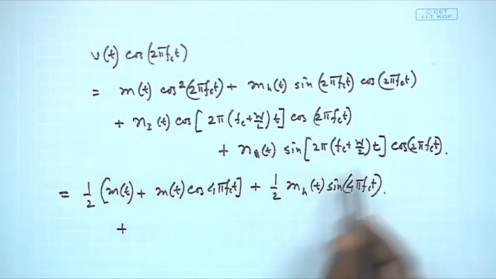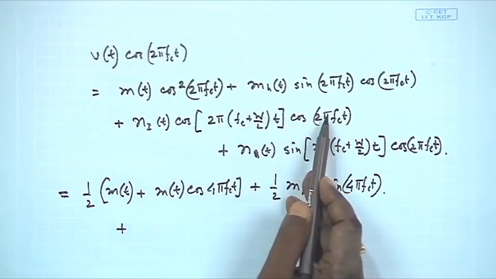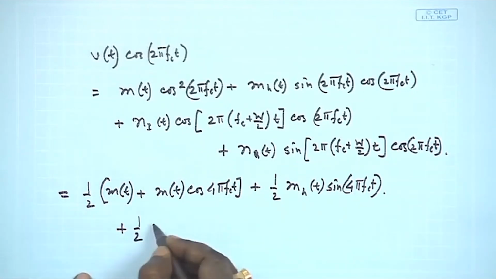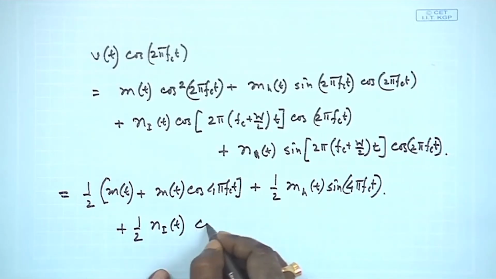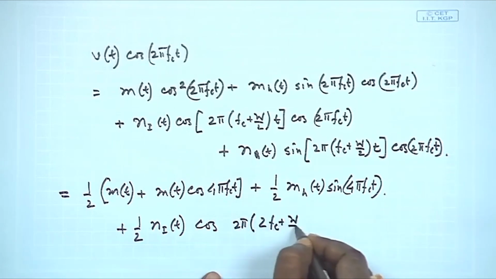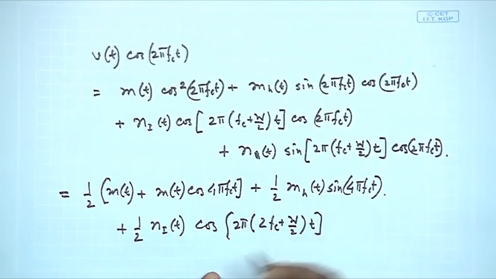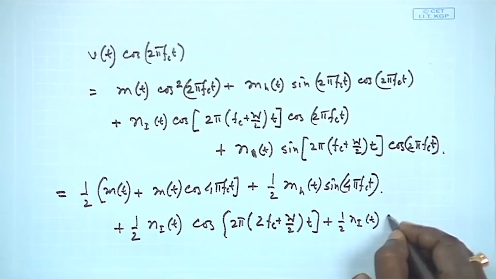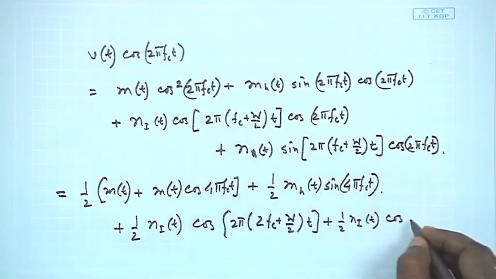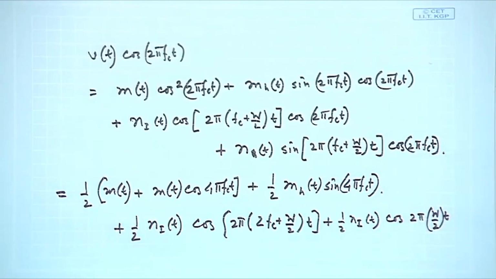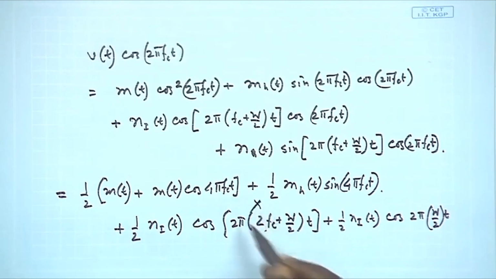Now, these two, it is cos A cos B, if I just take half, cos A plus B plus cos A minus B. So, I can write half Nit cos of A plus B. So, that must be 2 pi into 2 Fc plus W by 2 T, plus half Nit, I will have cos A minus B. So, that must be 2 pi W by 2 T, right. I will have this. This is again a higher frequency term, this will be cancelled.